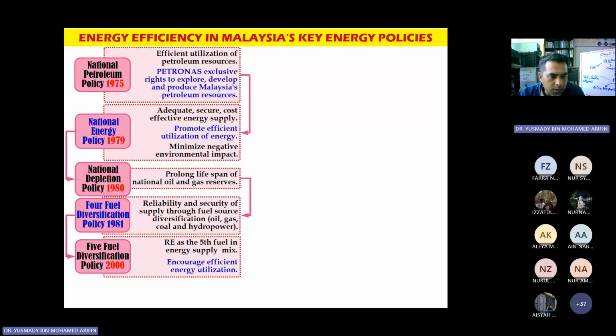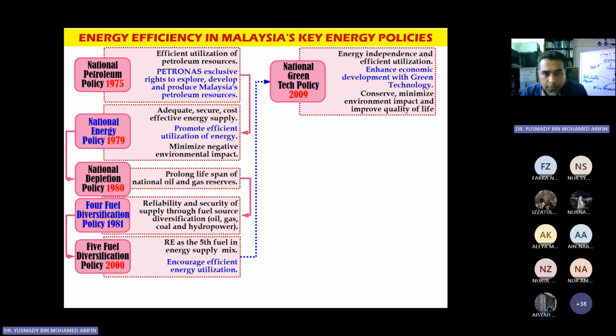And then we have the Five Fuel Diversification Policy, year 2000. In this year, the government introduced a new source of energy that we call RE, renewable energy. For this policy, the government tries to focus on RE, such as wind turbine, solar PV, and so on, as the fifth fuel in the energy supply mix, which means instead of only oil, gas, coal, and hydropower energy supply, we also have an additional source of energy, referred to as RE, renewable energy, and also encourage efficient energy utilization.